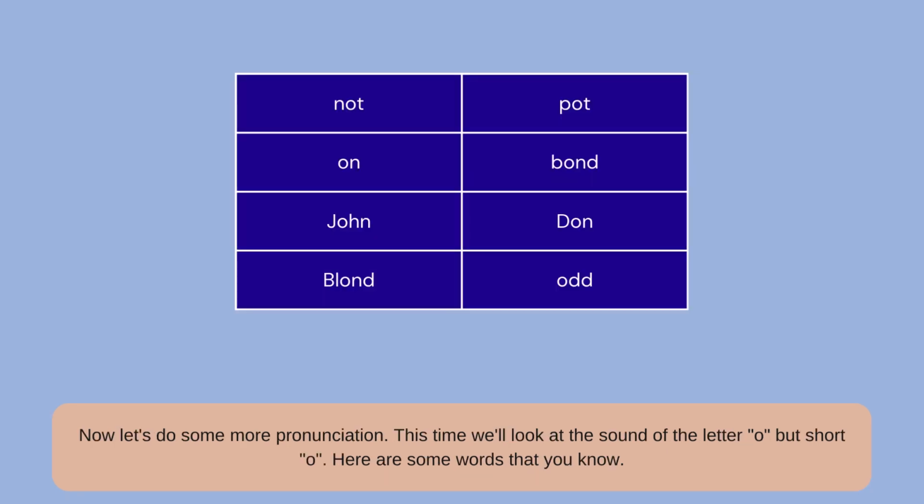Now let's do some more pronunciation. This time we'll look at the sound of the letter O, but short O. Here are some words that you know. Not, on, John, blonde, pot, bond, dawn, odd.